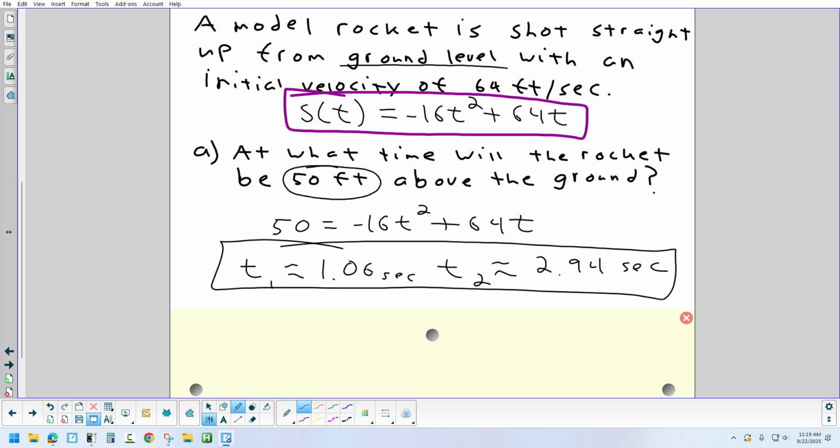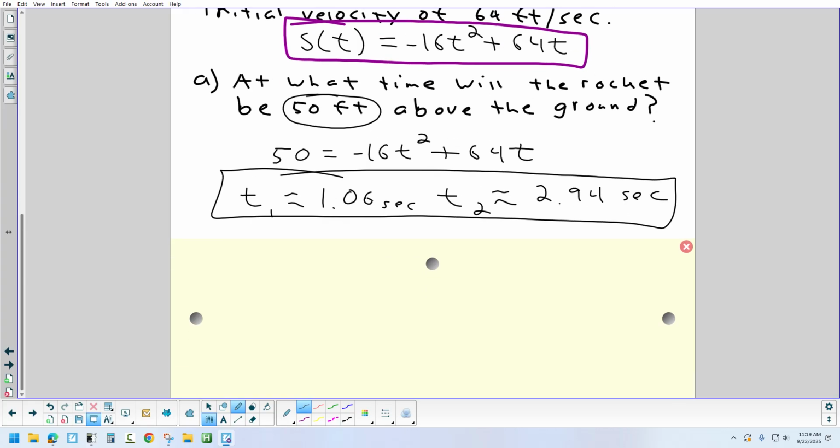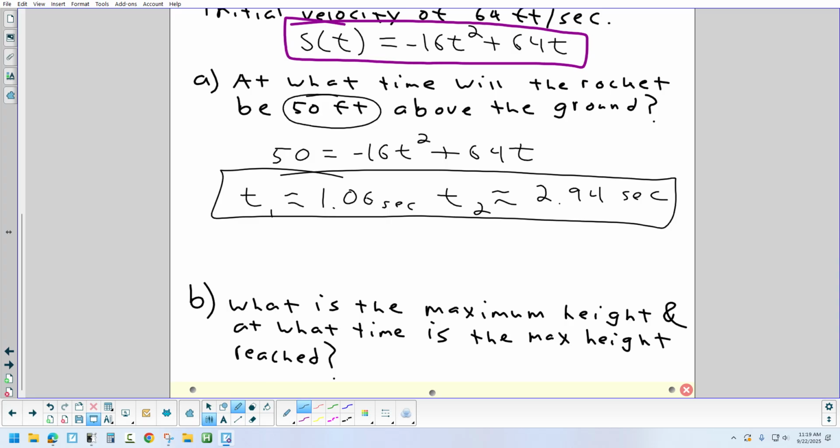Okay. Any question on how we got those intersects? Okay. Would you want both answers if this was a test? Yes, absolutely. Because in the context of this word problem, both answers make sense. In the sidewalk problem, they did not. Both make sense. So what is the maximum height and when does it reach it?